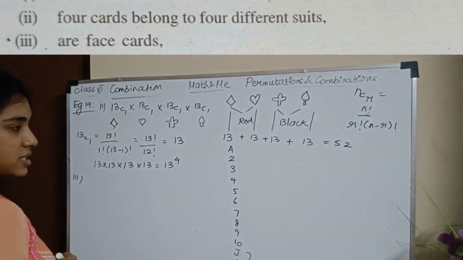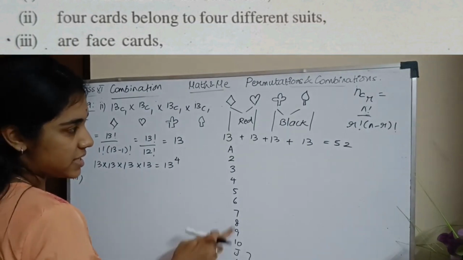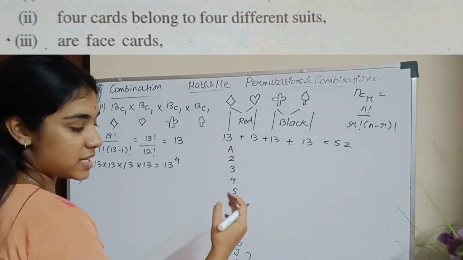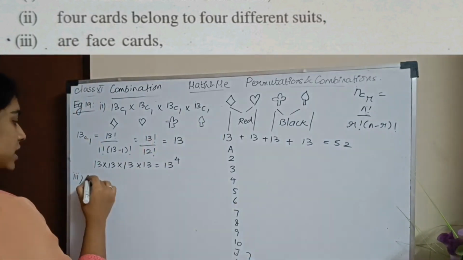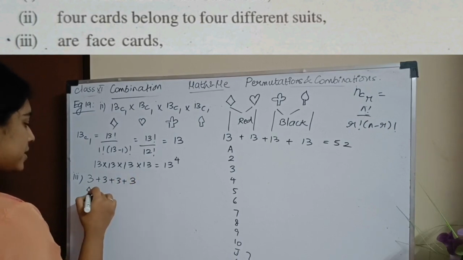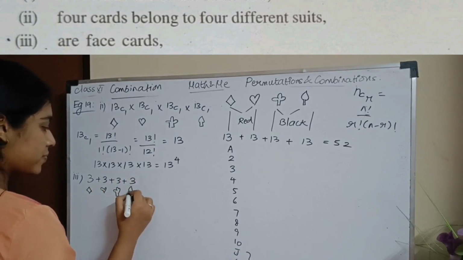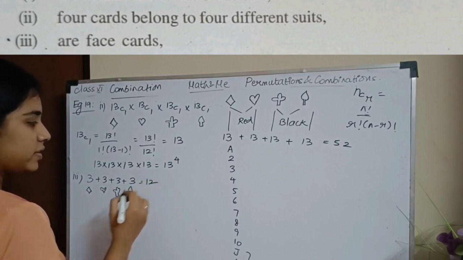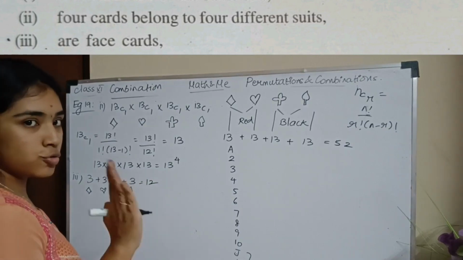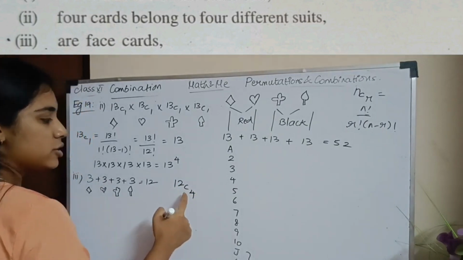They are face cards. So for face cards, now how many face cards do I have? I have 3 face cards in diamond, 3 face cards in heart, 3 in clubs and 3 in spade. So I'll have 3 plus 3 plus 3 plus 3 in diamond, heart, clubs and spade. So in total I have 12 face cards. I need to choose 4 cards from my 12 face cards. So how will I choose? 12 choose 4.